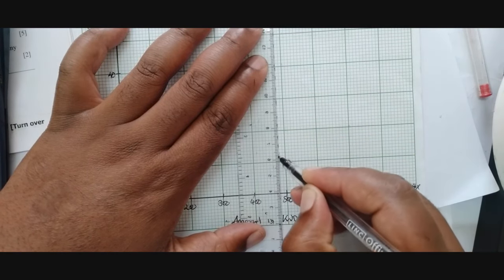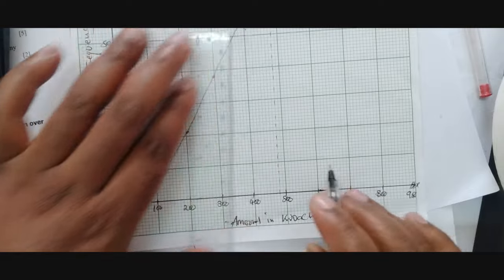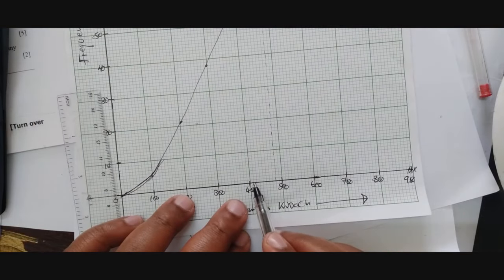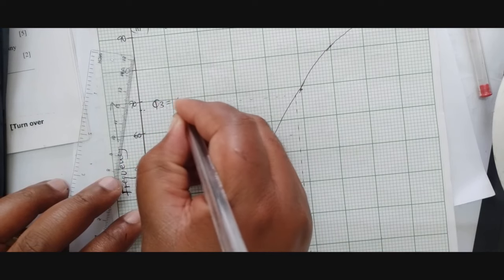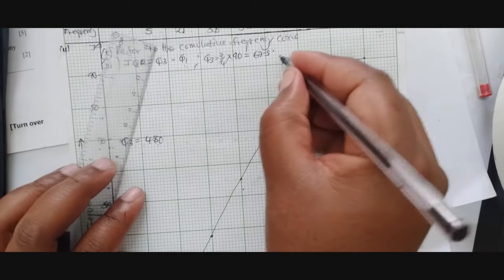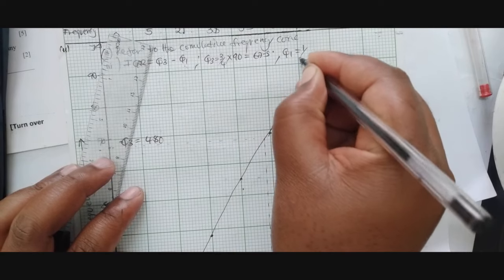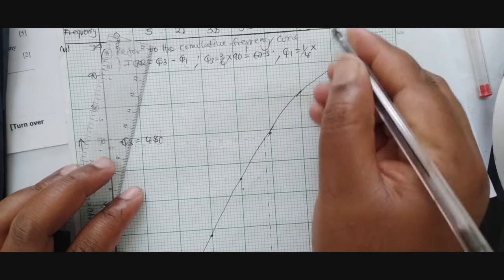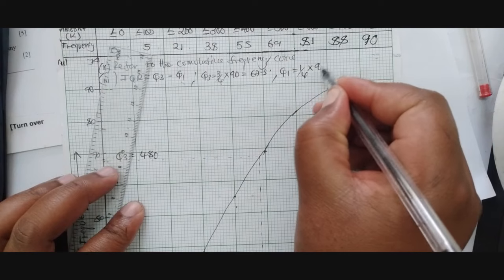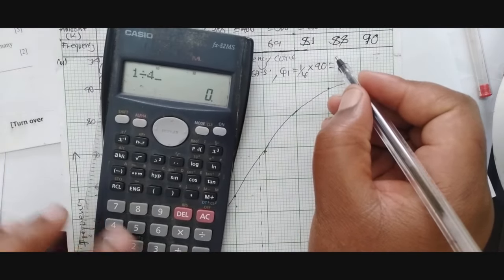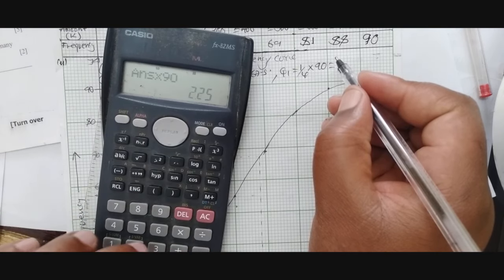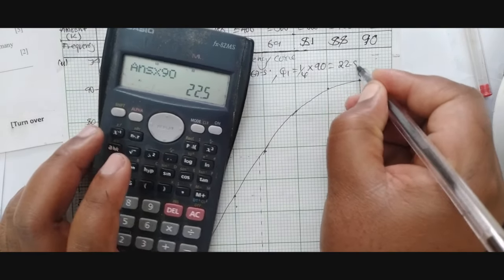Come down here. You check. This is 400, 410, 20, 30, 40, 50, 60, 70, 80. So I've got 480 here. You can even write, say, Q3 is 480. Then you get Q1. Q1 is 1 over 4 times C, the total frequency, which is 90. Alright? You can as well get your calculator, say 1 divided by 4 times 90. What do you get? 22.5. Again, that's not your answer.